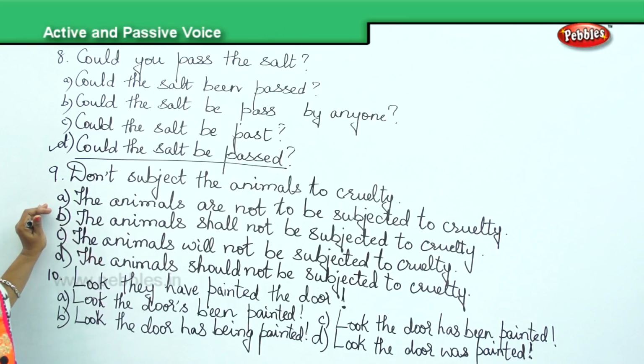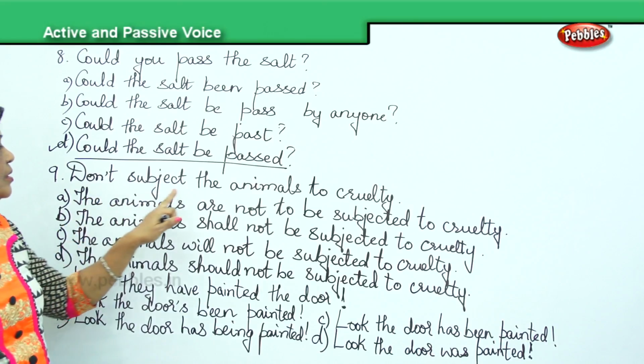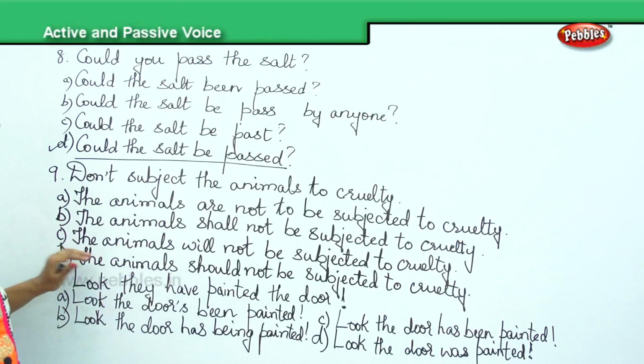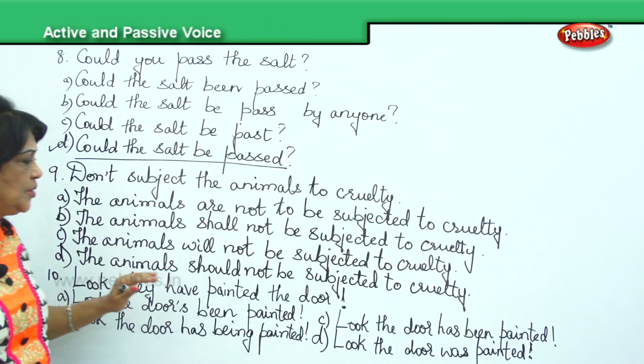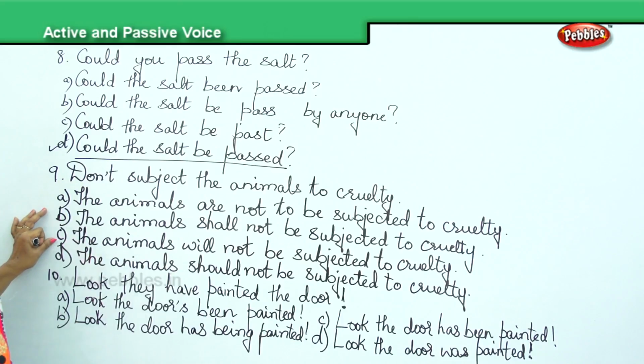Option A, the animals are not to be subjected to cruelty, and this option, animals should not be subjected to cruelty, almost mean the same. Whereas these two, the animals shall not be subjected to cruelty, we do not have let not or shall not or anything here. No, we don't have shall. So we cannot take this as the right answer. Even here, animals will not be subjected is not the right answer. So these two are scored out.